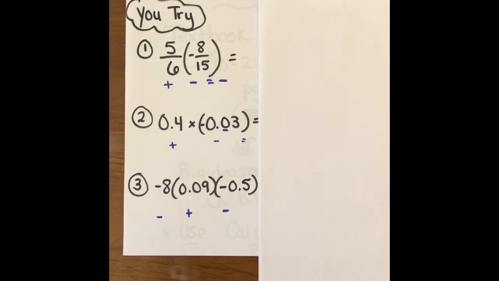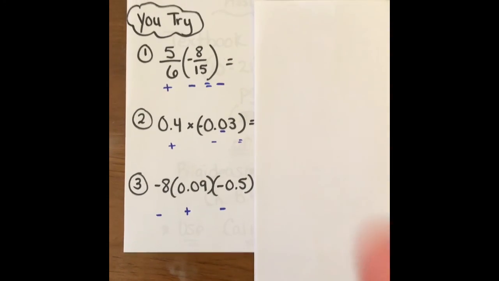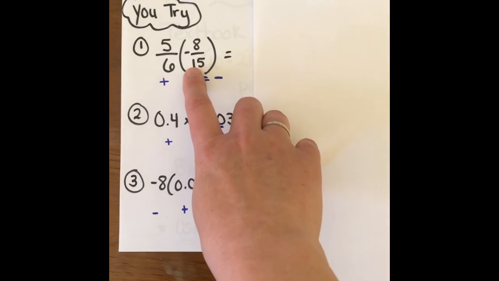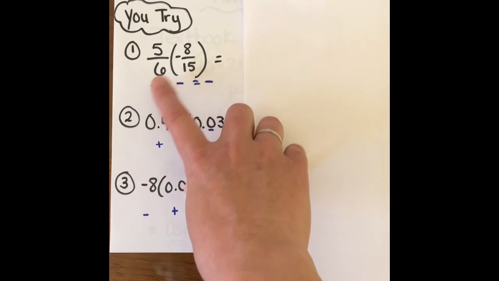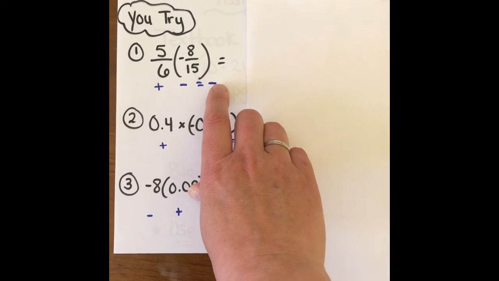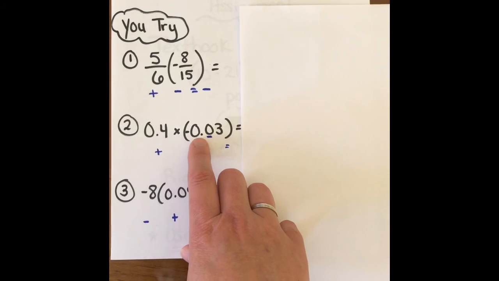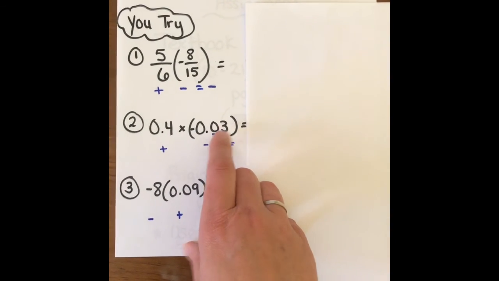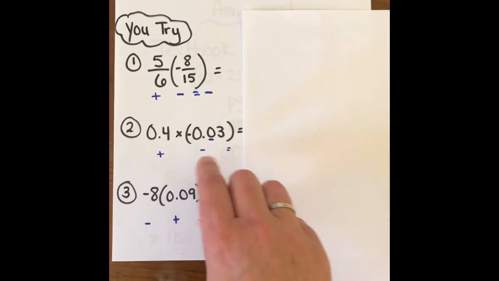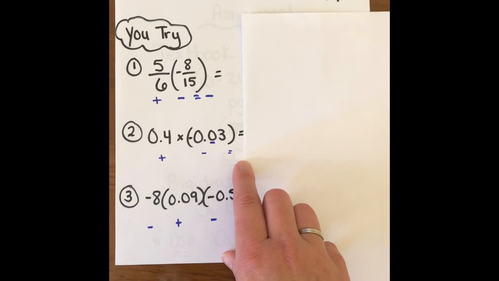So I want you to try these. You can use a calculator if you want. You have 5/6 times negative 8/15, positive times a negative. It's going to give you a negative answer. Here we have 0.4 times negative 0.03, positive times a negative. It's going to give you a negative for your answer.